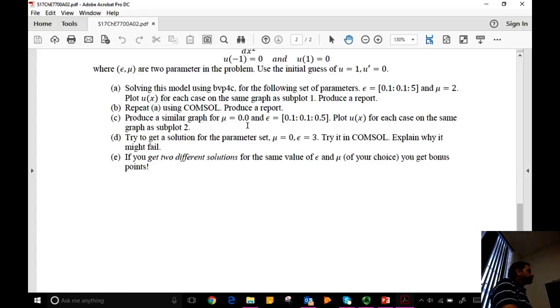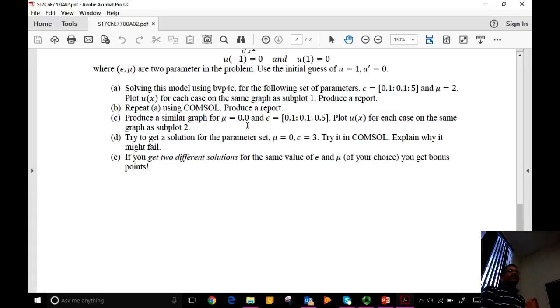Okay, so what we're supposed to do is just for mu equals 0, or even the last one, is to get two different solutions for some value of epsilon and mu of your choice. Yeah, but they have to be the same value of mu and the same value of epsilon. Actually, if you can show the entire norm curve, that's much better than just finding two solutions, because you're finding the entire solution.